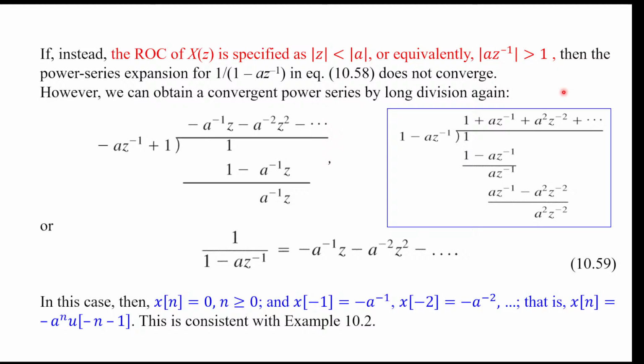Okay. And then once again, you look at this formula and you try to determine x of n. Then you see x of n is 0 for n greater or equal to 0 because you only get positive powers of z. And from this first term, you get x of minus 1 equal to minus a minus 1, and x of minus 2 equal to this minus a minus 2, etc. And x of n will just equal to a to the n u of minus n minus 1. And that's consistent with our example 10.2.